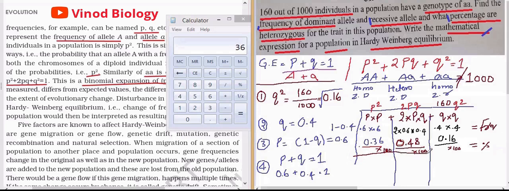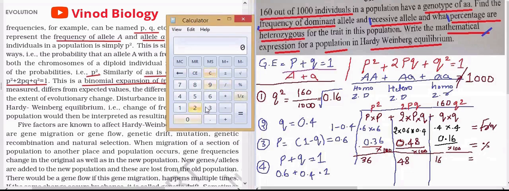The next answer is 48 and this is 16, according to the percentage. If you calculate the total, how much will come? Yes, 100 should come: 36 plus 48 plus 16 is 100. If you get 100%, you are lucky. The answer is correct, and the question is going in the right way.